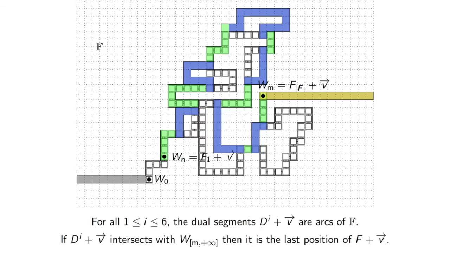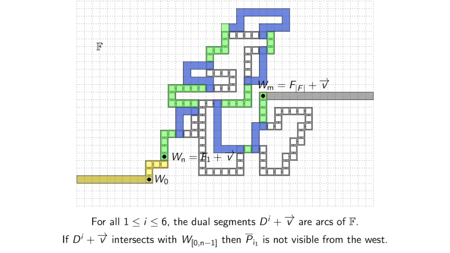If the position of the translation of one of these dual segments is east of the last tile of the path assembly P, then this position is the last position of the trajectory. If a position of the translation of one of these dual segments belongs to the segment of the window W from -infinity to index n-1, then a position of the translation of this dual segment is west of the tile Pi2. In this case, the tile Pi1 is not visible from the west, which is a contradiction. Thus the translation of the trajectory is a subgraph of the free zone. Thus the trajectory satisfies all the hypotheses to be the underlying path of a long fork.